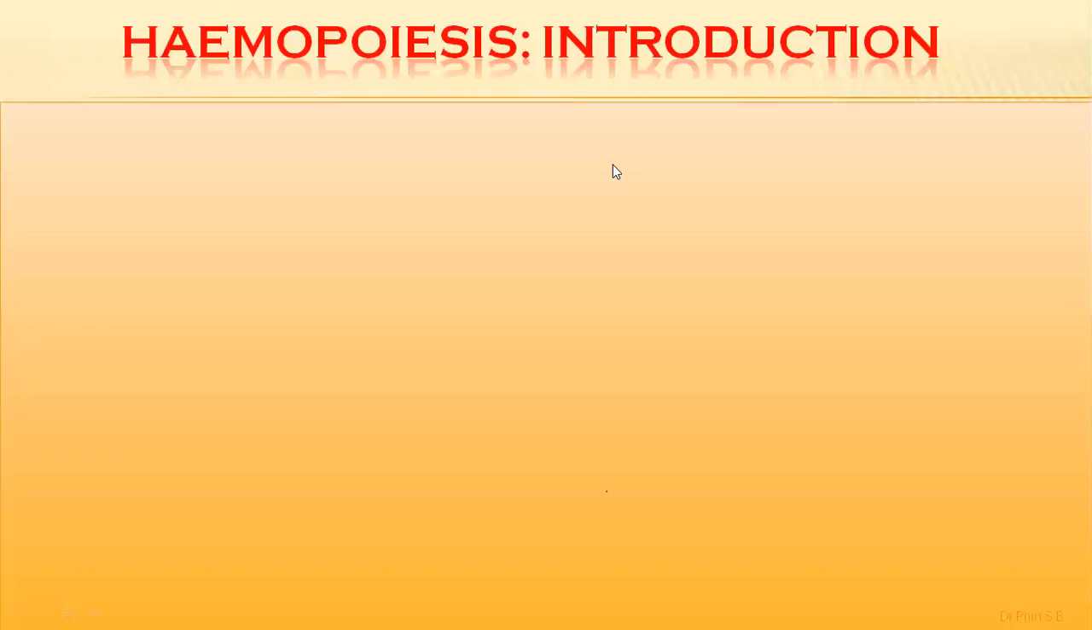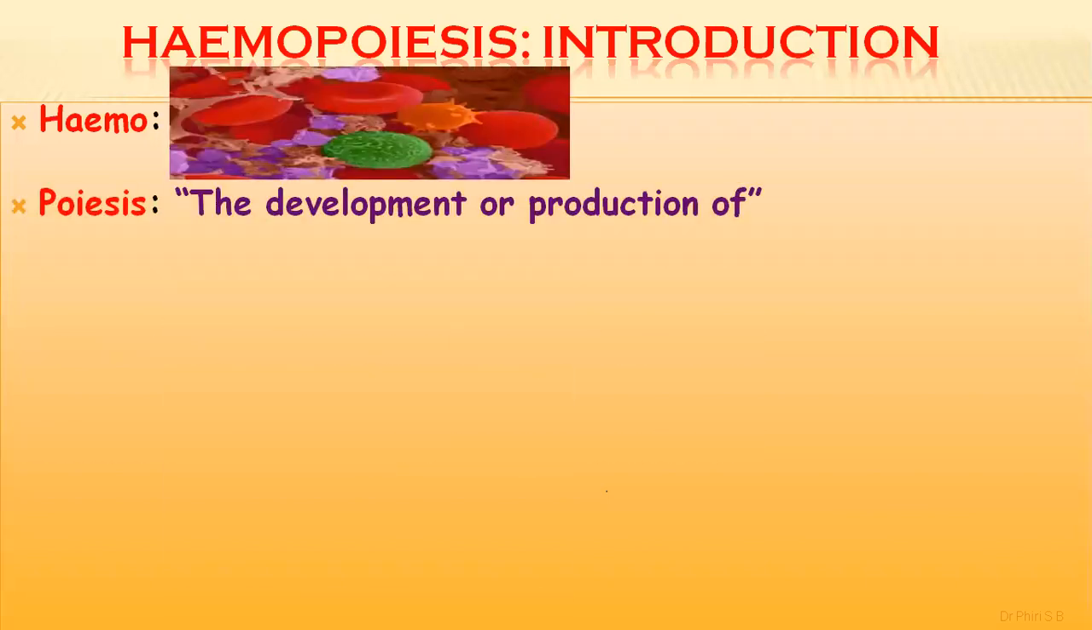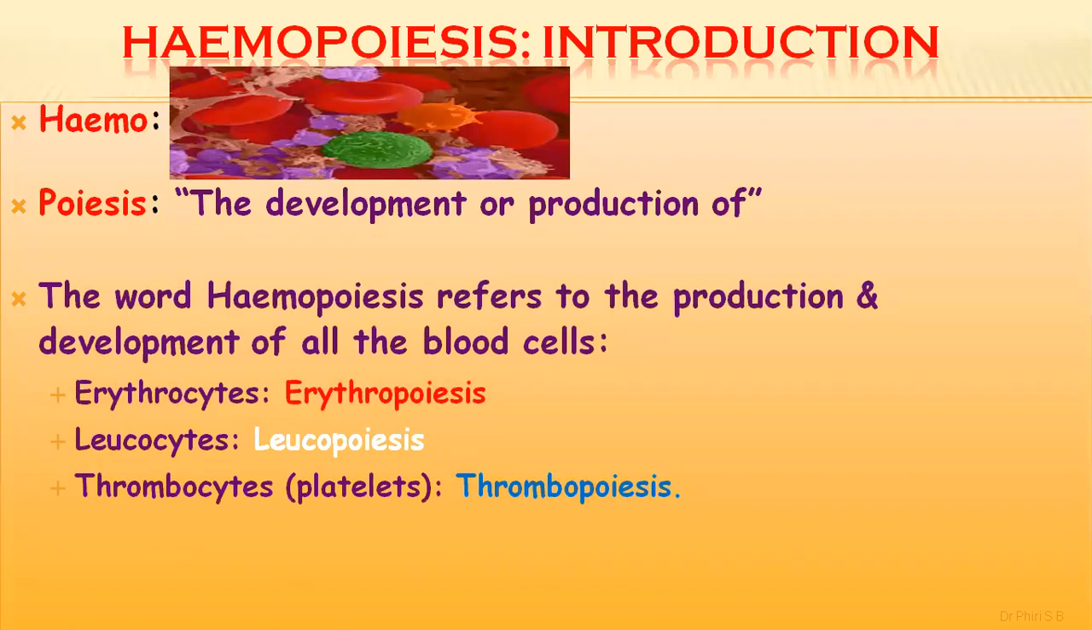The hemo part, or the heme, simply means blood cells, and poiesis means developing, or production. So you're talking of hemopoiesis: heme meaning the red cells, poiesis meaning the development or production. The combination of these two words, hemopoiesis, simply means the production or development of all blood cells.